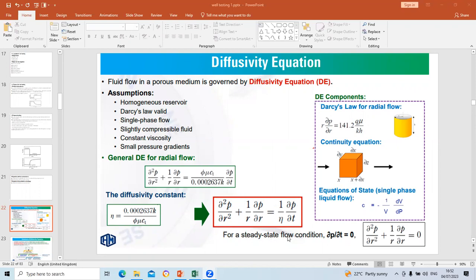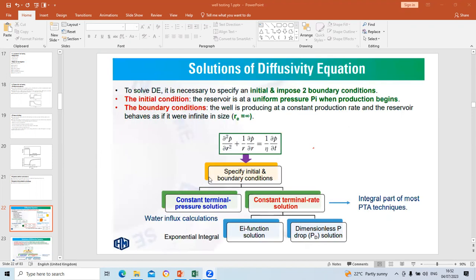For steady state flow, remember, we said the pressure of the reservoir does not change with time. In this particular case, dP/dt is 0. So all of this particular term becomes 0. I have said let's not bother ourselves. It's just to know that the basic equation that is used for well test analysis is the diffusivity equation.